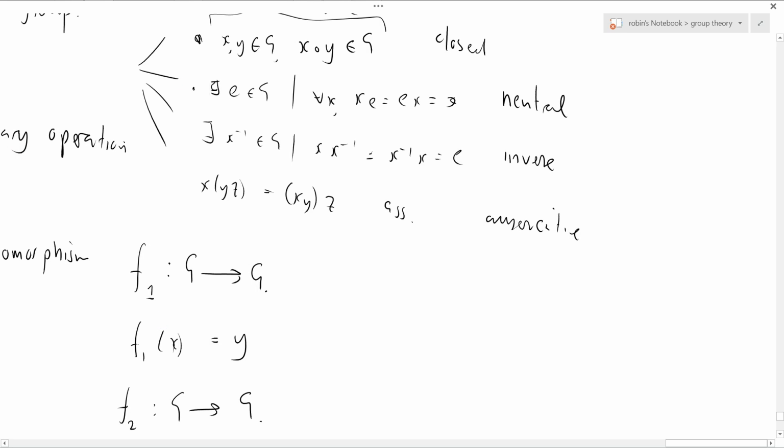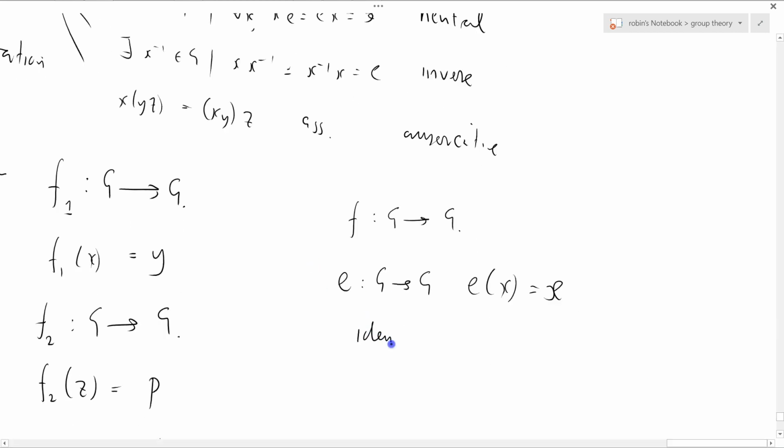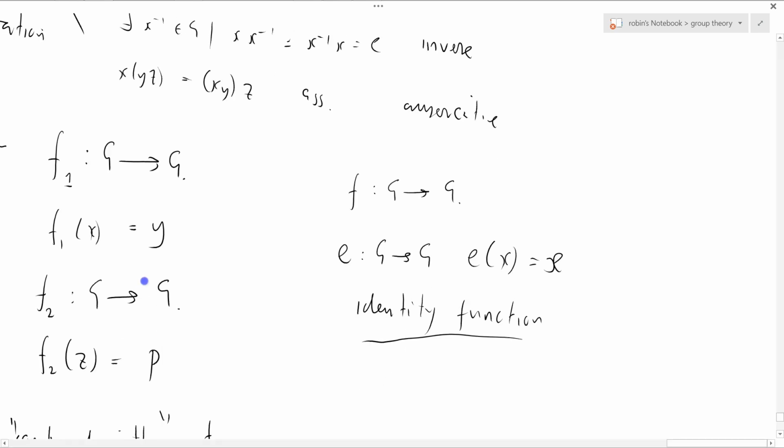Neutral. Well, it's pretty obvious what the neutral element is. We need a function f which maps g to g, which behaves like a neutral element. So of course I'm going to call it e, and I'm going to specify that e maps g to g, and I'm going to specify that e of x equals x. So it's the identity function. Brilliant. So the identity function will do. And I'm not even going to prove that that's right, because that's obvious.